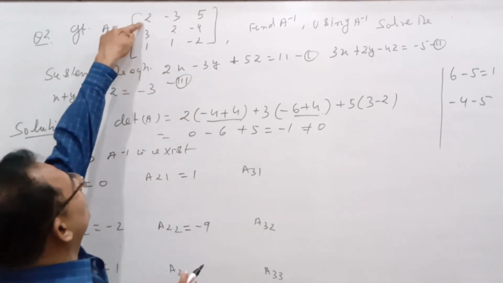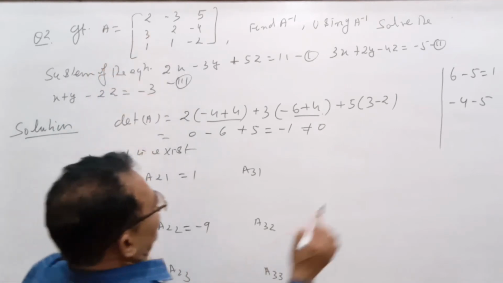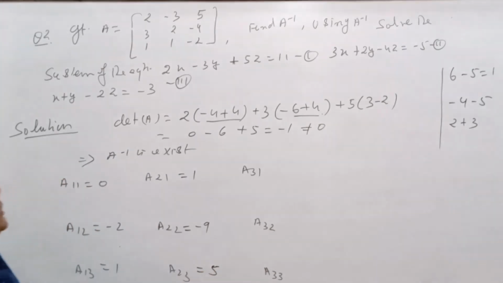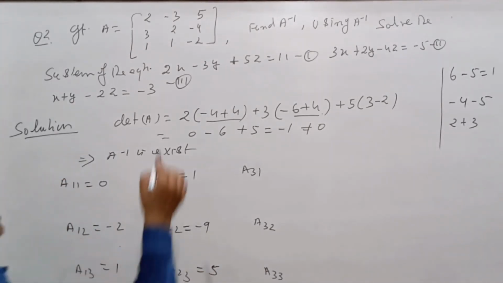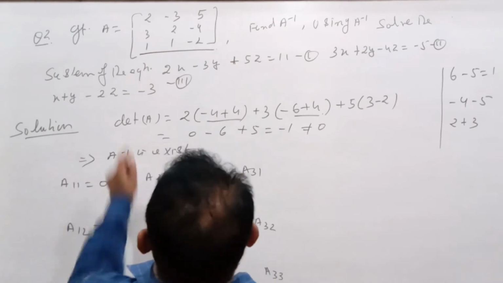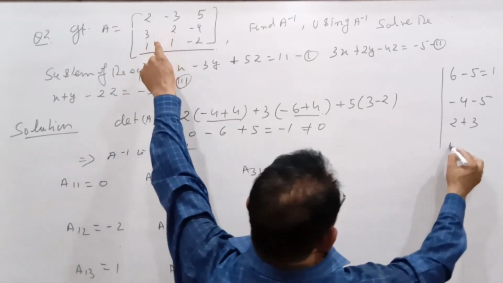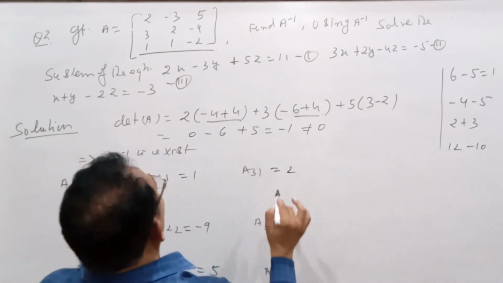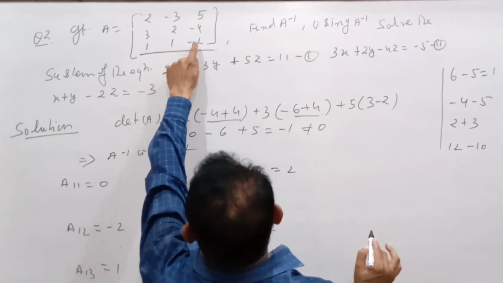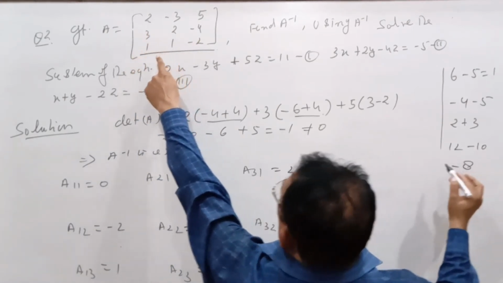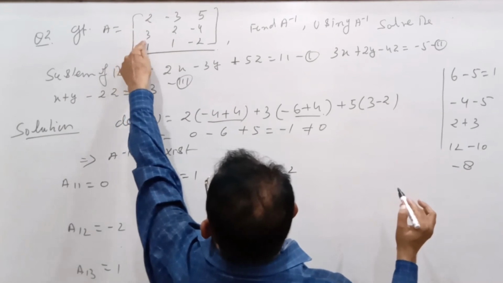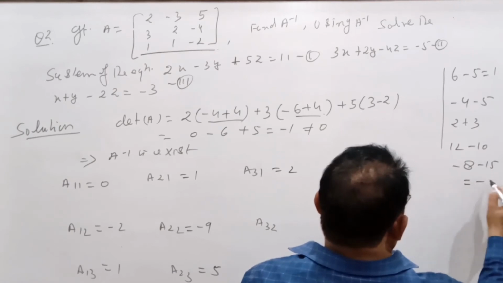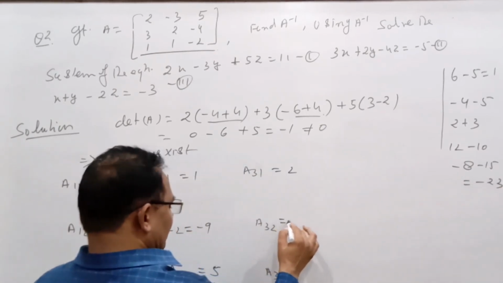Now 1 into 2 plus 3, that is 2 plus 3 is equal to 5. Now we find the cofactor of the third row. It means the third row will be eliminated. So that is minus, minus, plus 12 minus 10 is equal to 2. Second, minus 8, that is this into this minus 8, minus 15 is equal to minus 23.